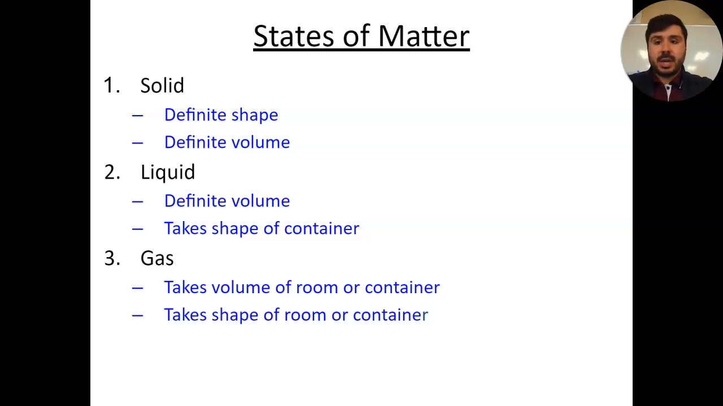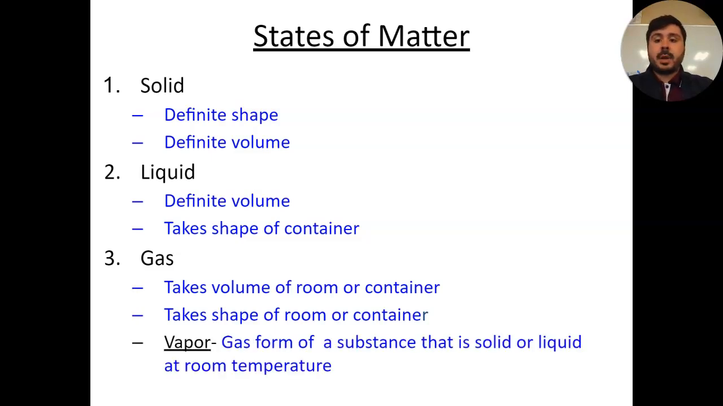Solids have a definite shape and a definite volume. Liquids have a definite volume, which can't really be changed, but they take the shape of the container, so their shape is not definite. It's based on whatever container they're in. Gases run into both scenarios. They don't have a definite shape, and they definitely do not have a definite volume either. So they take the shape and the volume of whatever container they are in.